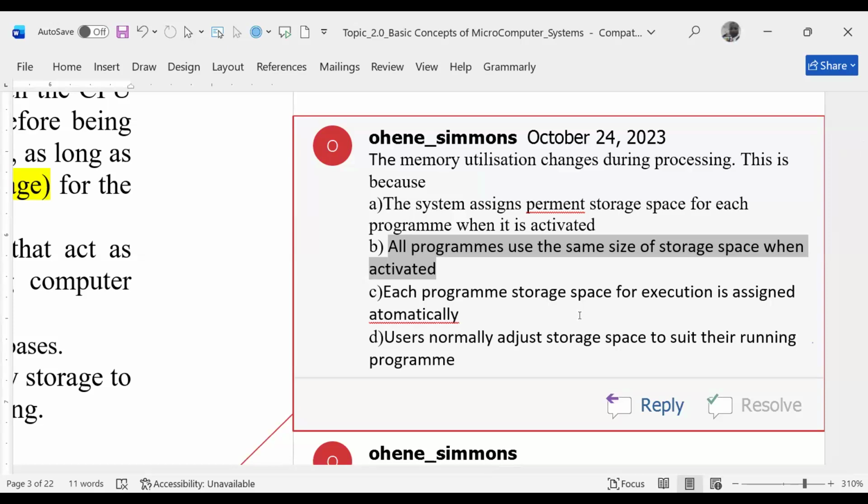All programs use the same size of storage space when activated. You are a computer engineer, you can never use this as an argument. It's not possible. When you switch on your machine, can you tell a user that all programs have the same size? Can you convince users that when you are using WhatsApp or CorelDRAW, they all use the same size? No, please. It's not possible. Okay. So which one is the answer?